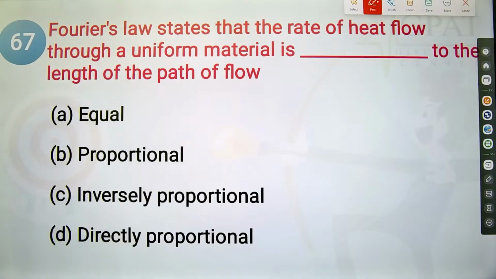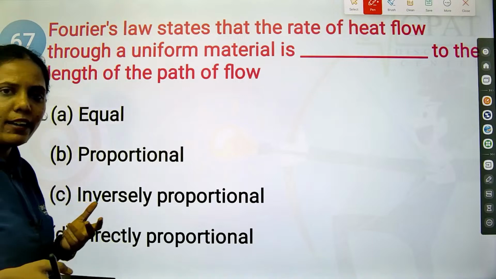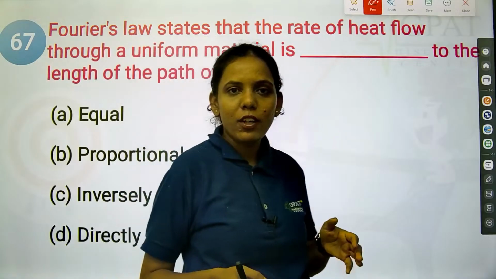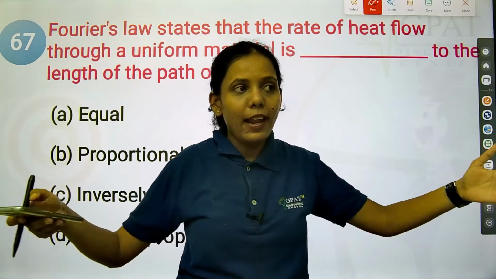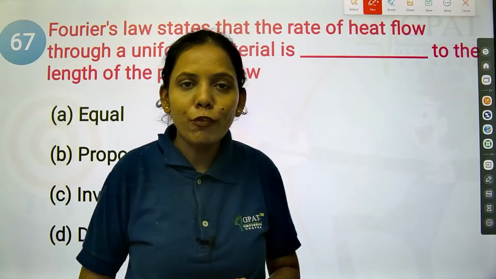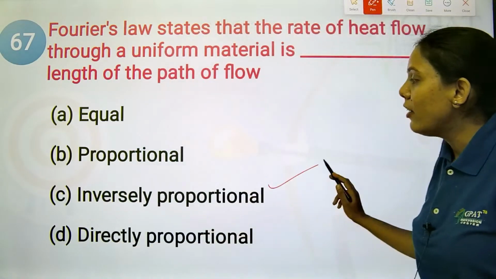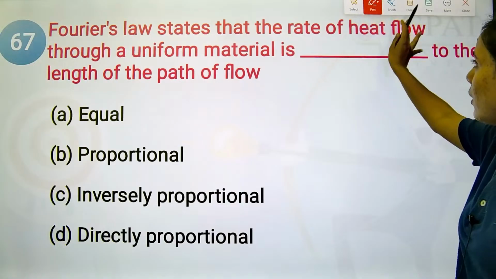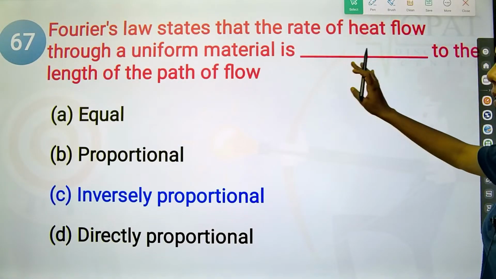So definitely, the greater the path length, the lesser will be the flow, right? If somebody asks you to cross a bridge, the width of the river should be less, so that it will be easy to flow. So like that, it will be inversely proportional to the path of flow. Okay. So option C is the right answer.